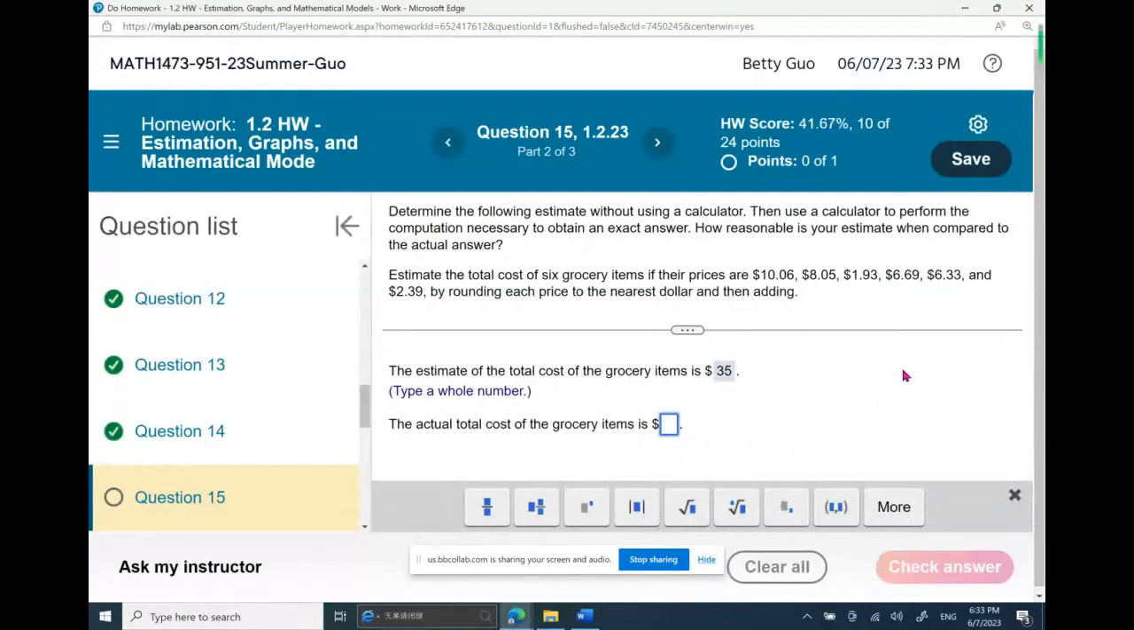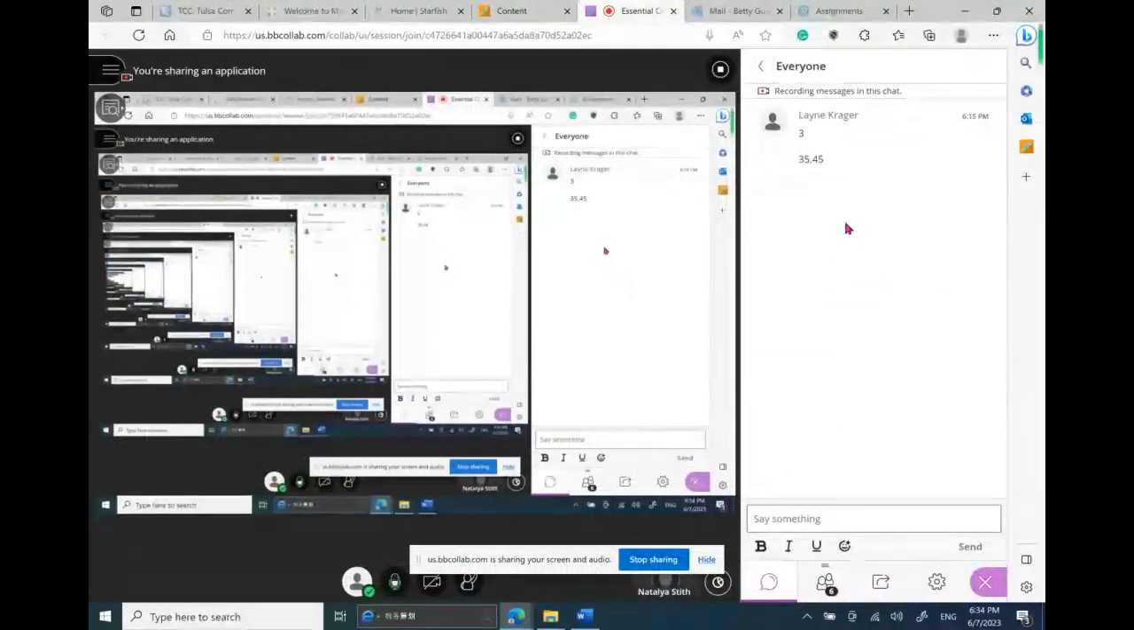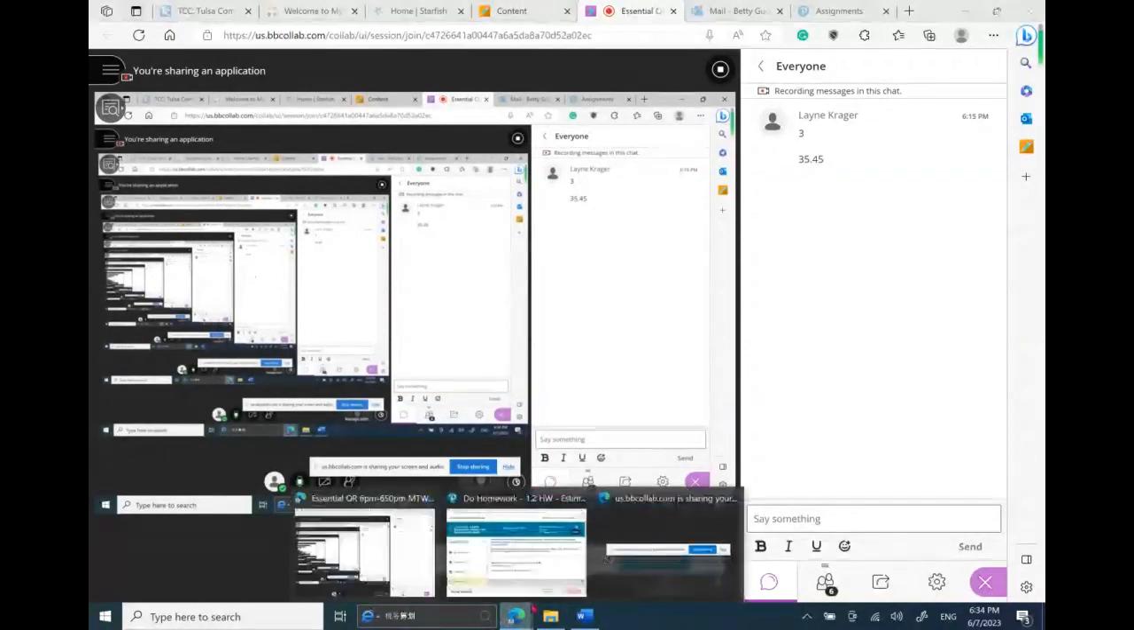Now I have to use a calculator to do that. 10.06 plus. Can you help me with that this time? I'm waiting for you to give me the answer to see if you are with me. 1.93, 6.69, 6.33, 2.39. Yeah. To have a good score from this course, a good tool, a good calculator could make a huge difference. All right. 35.45. Awesome. Thank you, Lane. Exactly the same as mine.